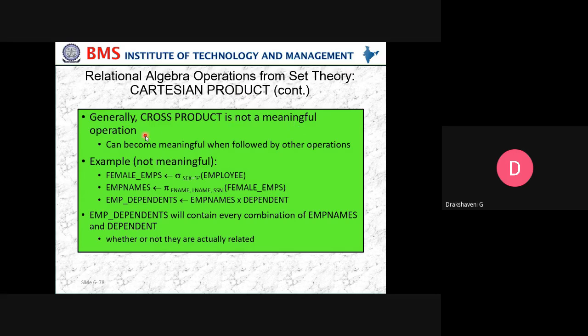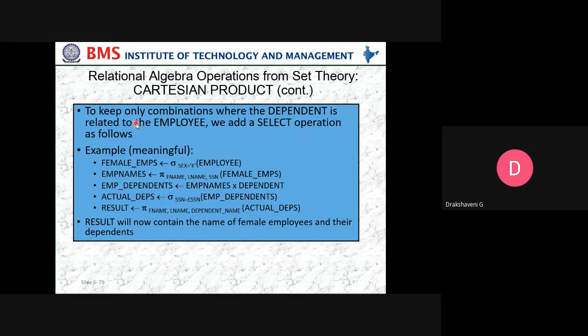Generally, the cross product is not a meaningful operation, but it can become meaningful when followed by other operations. Example, not meaningful: female employees are stored in female employees, then project first name, last name, SSN into employee names. Then employee names × dependent gives employee dependent, which will contain every combination of employee names and dependents, whether or not they are actually related. To keep only combinations where the dependent is related to the employee, we add a select operation as follows.